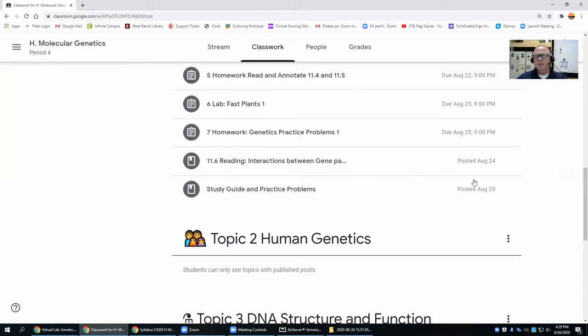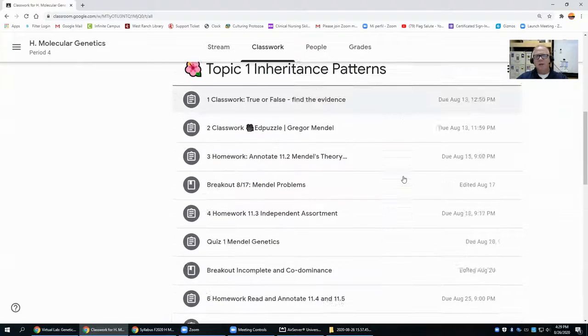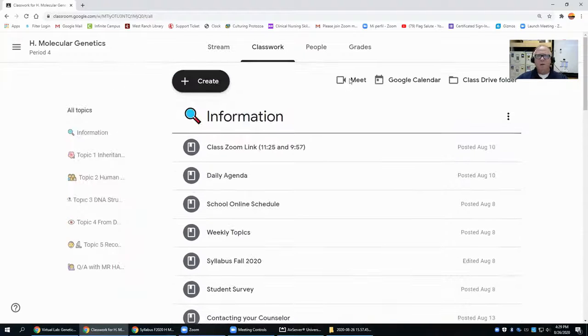They can see due dates and when things are coming up right over here, and they can make sure that they get them in on time and they know what is due and when it is.